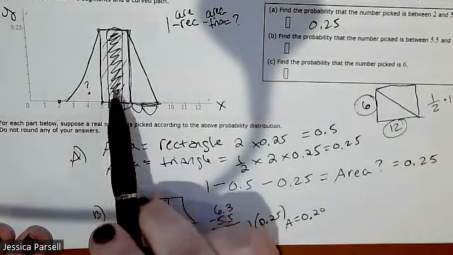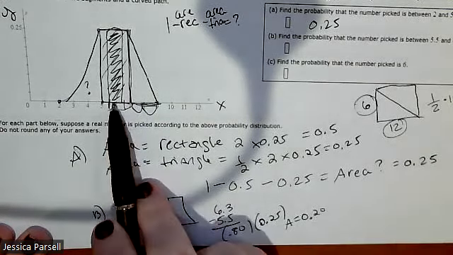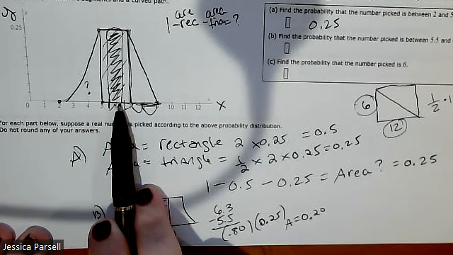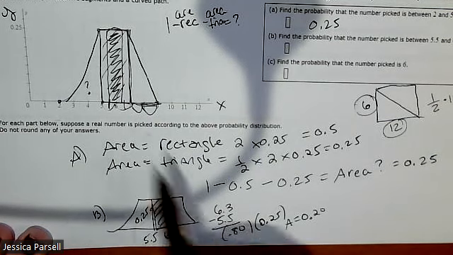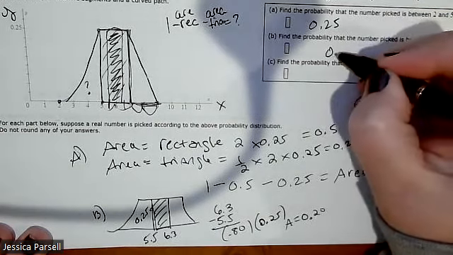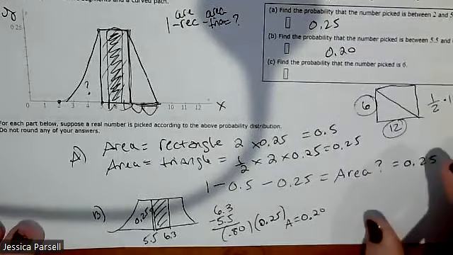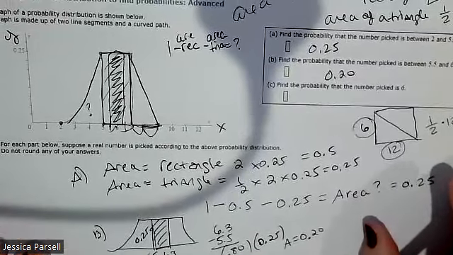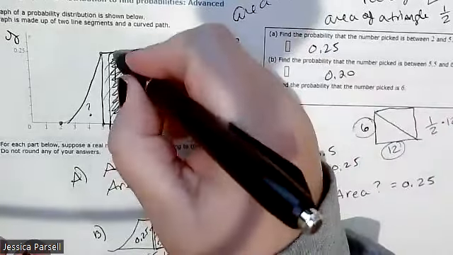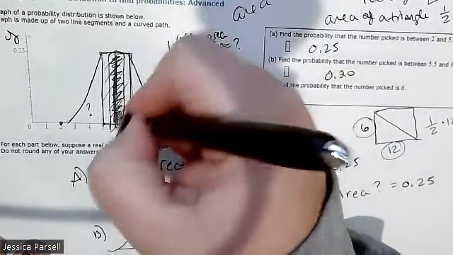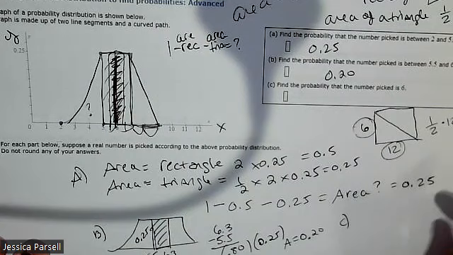So we think this little chunk is roughly 0.20 of the whole 1 acre. So it's like a fifth, 0.20. Okay, find the probability that the number picked is 6. Okay, well, here's 6. So I'm going to draw a line right through it. There's 6. Okay, so this is part C.